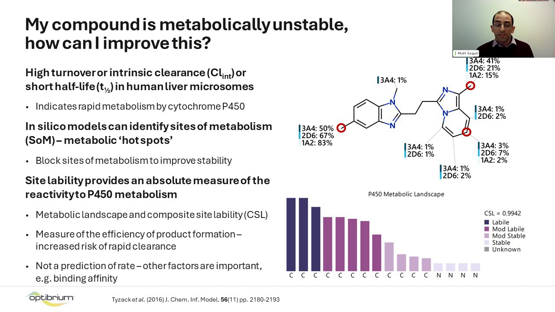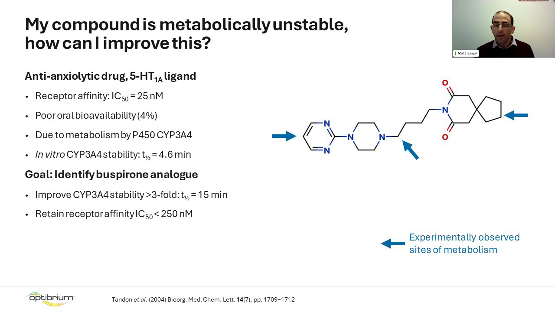Now, it's important to note that this site lability or composite site lability is not a prediction of the overall rate. It is one very important factor, but other factors are important. For example, and not least, binding affinity. If a compound doesn't bind to a P450, it doesn't matter how labile the sites are. And we'll come back to that question in just a moment. But first, I thought it would be interesting to look at a specific example of this to show how one can use this in practice.